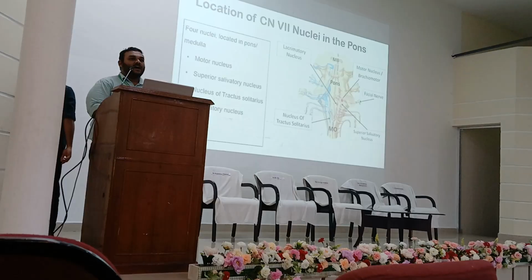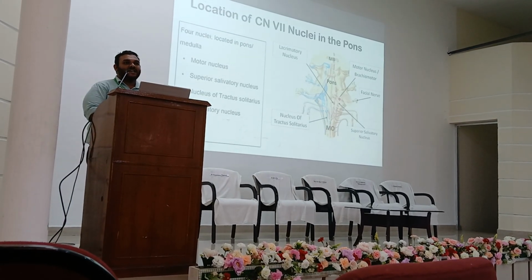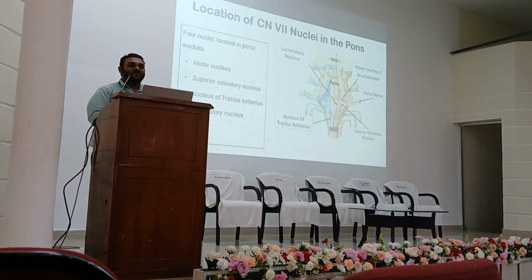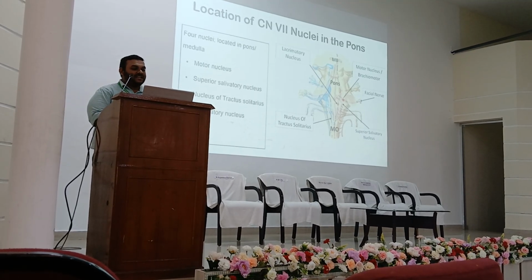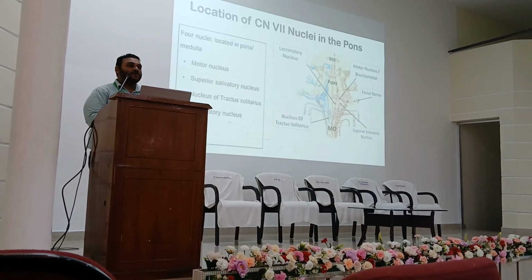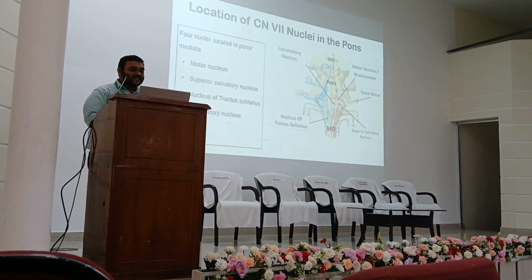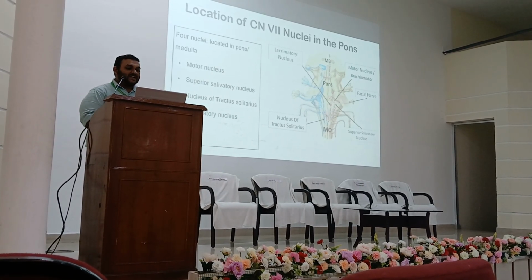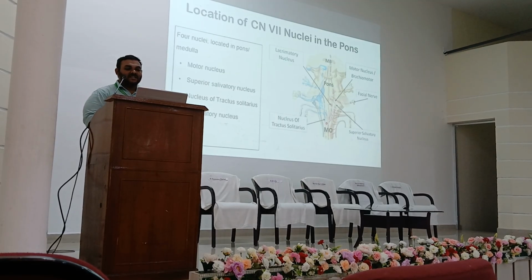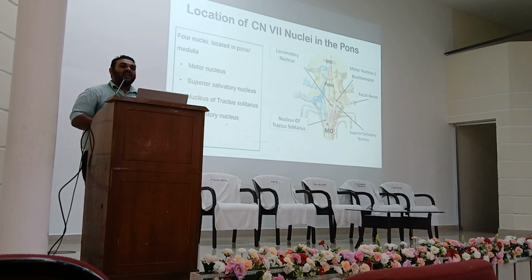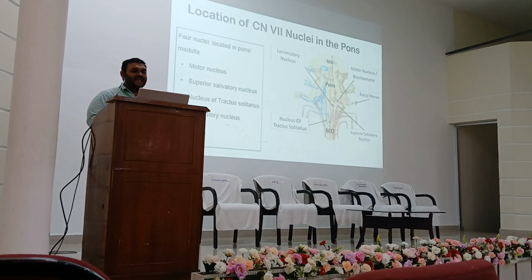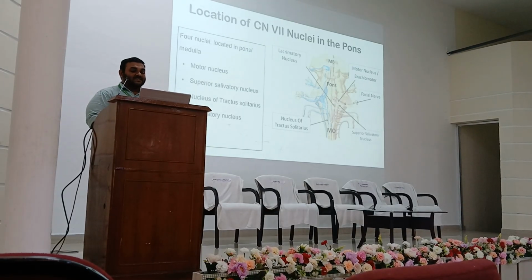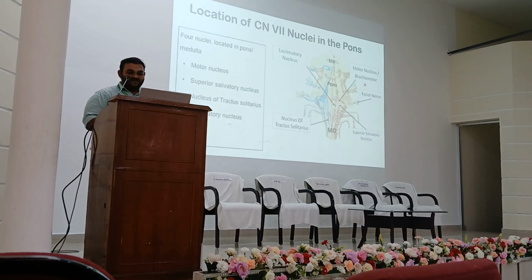The motor nucleus is located in the caudal part of the pons, behind and in front of the abducent nucleus. It carries special visceral efferent fibers. The superior salivatory nucleus is located dorsolateral to the motor nucleus. It carries general visceral efferent fibers. The nucleus of tractus solitarius carries special visceral afferent fibers. Then the lacrimatory nucleus, located near the salivatory nucleus, carries general visceral efferent fibers.